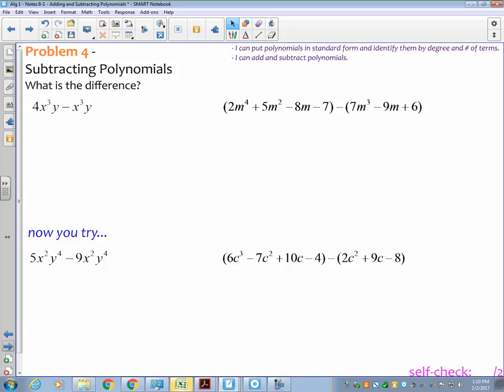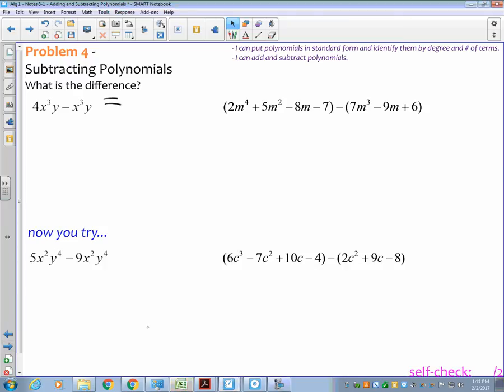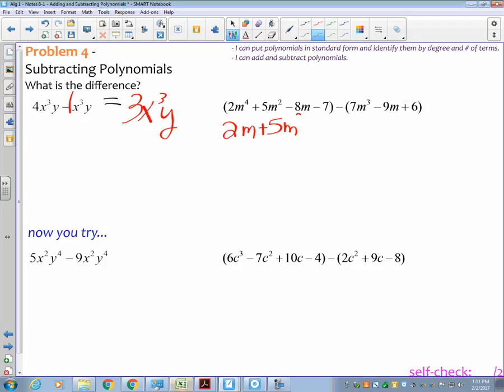The same is true with subtracting. So when we don't have parentheses, it's super simple. So we're going to go 4x cubed y minus 1x cubed y gives us 3x cubed y. So before we do our subtraction, we want to make sure we distribute the minus sign. This is the easiest way I found it. So it would be minus 7m cubed. Negative and negative give us a positive 9m. And negative and a positive gives us a minus 6.